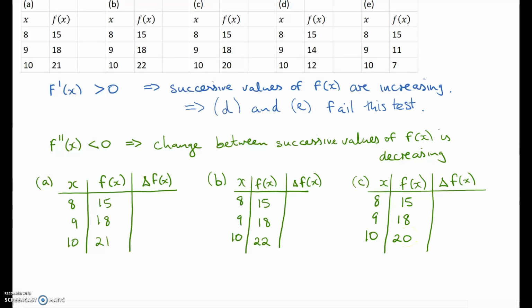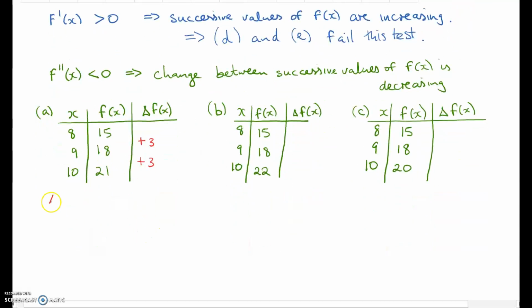Okay, so let's look at the delta f of x. What's the change in f of x between these first two values? And we can see that it's plus 3. And the change between these two values is also plus 3. So delta f of x doesn't change. Now that corresponds to the second derivative being equal to 0.